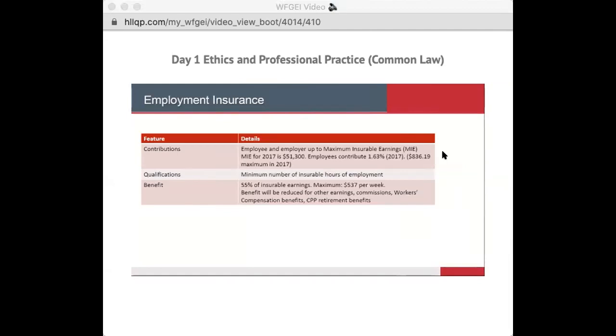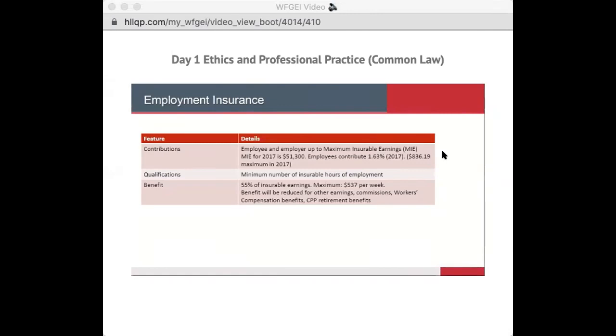The actual benefit is 55% of insurable earnings to a maximum of $537. Now again, that changes, because the plan itself increases every year according to the consumer price index. So if you're unemployed year by year, you might find yourself getting a bit more year by year. But basically, the plan is 55% of insurable earnings to a maximum of, and like I said, that number changes all the time.